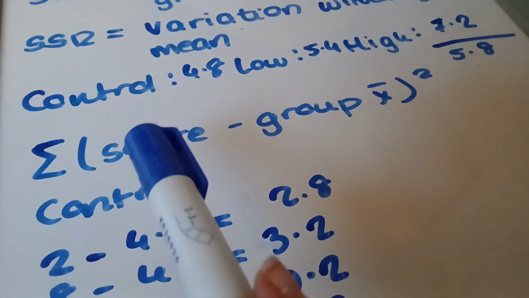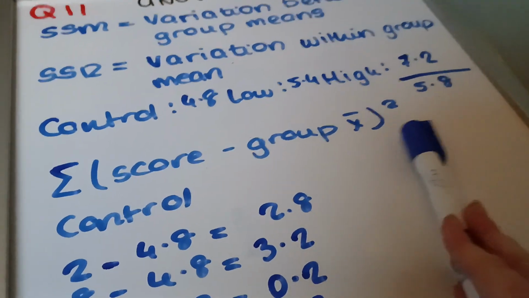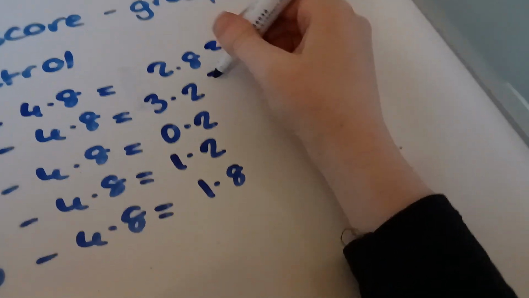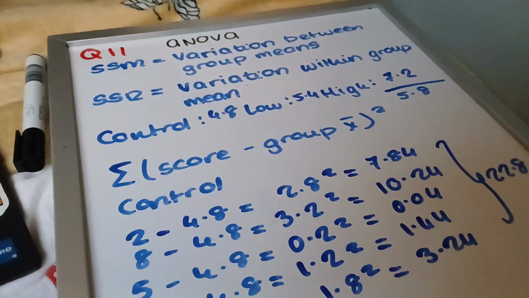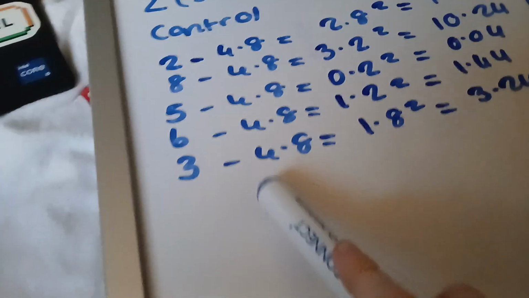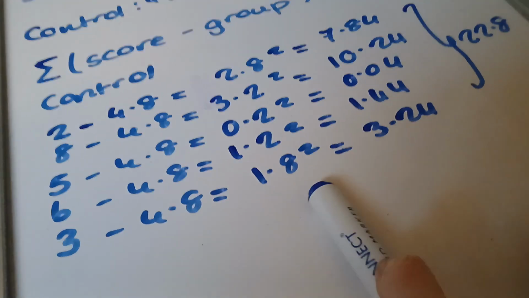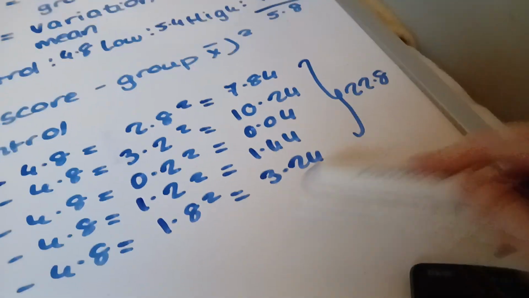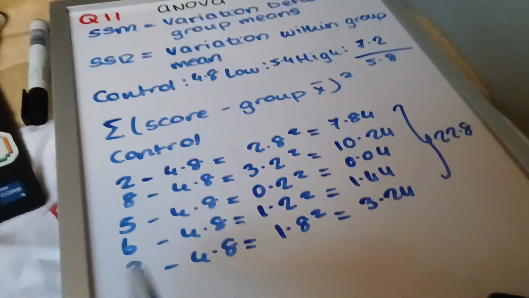So if we look back to our formula, we need to square these. So we're going to square the differences. I'm just going to do this and then I'll calculate that. So I'm just going to go through it from the start. You're looking for your participants here. So 2, 8, 5, 6, 3. Taking away the group mean, which in this case is 4.8. Then you're finding that difference, you're squaring that difference, which I found here, and you're adding all of the results of the squares together. So you repeat that for each group.